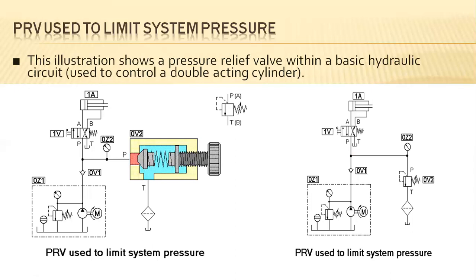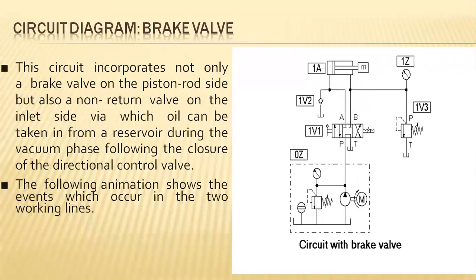Hence, the pressure is being dropped out, and so slow action will be considered by the actuator towards its forward stroke, and simultaneously its return stroke. So this is the PRV, pressure relief valve considerations.